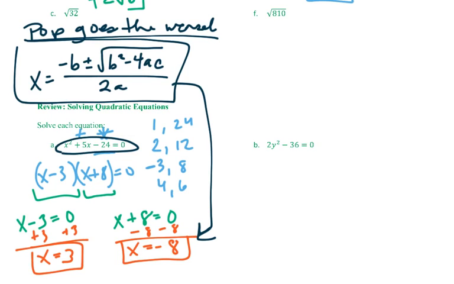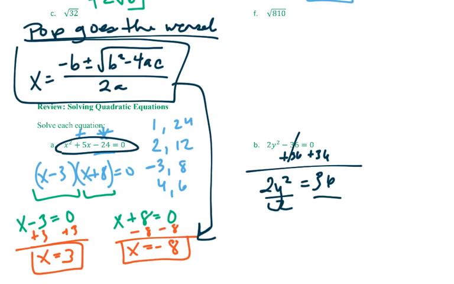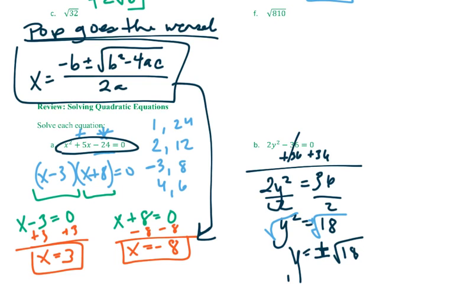For b, I'm going to solve it using opposites and balance like we did for solving for the zeros here, because there's no middle term. So I can add 36 to both sides, and we get 2y squared equals 36. I'm going to divide both sides by 2, and I get y squared equals 18. When I take the square root, remember that gives us a positive and a negative answer. So we end up getting y equals plus or minus the square root of 18.